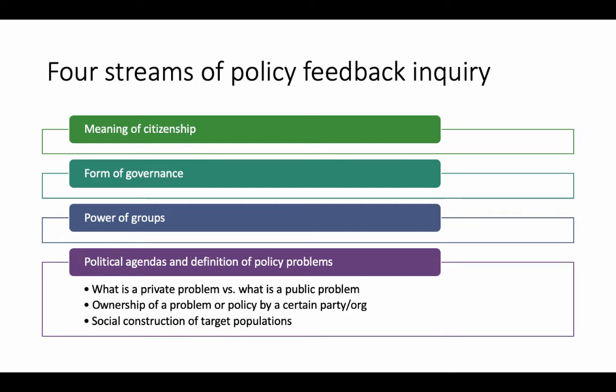And then the final stream of inquiry we can think about within the policy feedback theory are political agendas and how we define policy problems. So this area of research, which is one of the areas of research I'm interested in, is how political agendas get defined. What is a private problem or a public problem? Do policies that are started by one political party get owned by them? For example, the Democrats and the Affordable Care Act. And then, how do we as a society view target populations for certain policies? So, people who receive food stamps, how are they viewed as a population when they are a beneficiary of a policy? Are they deserving or non deserving? That type of thing. There's a lot of research about this and how it influences future policymaking and political life as well. Because if you are part of a group that is negatively viewed, then how does that affect your participation within society?